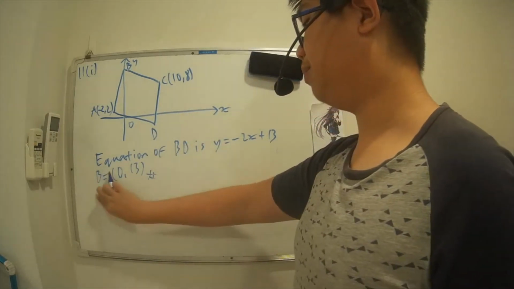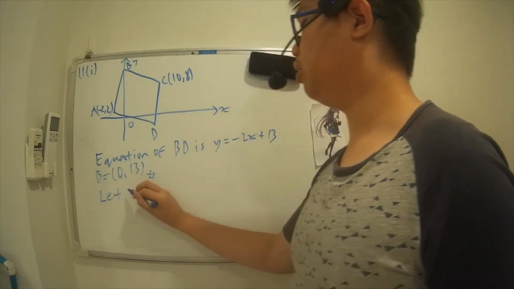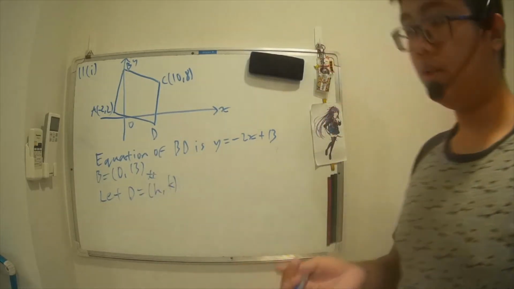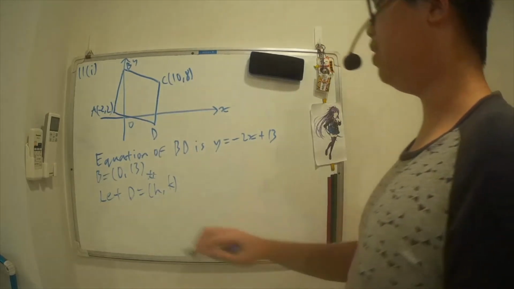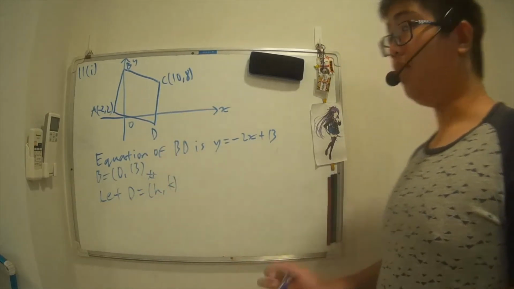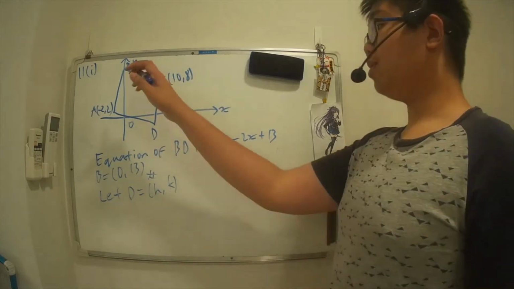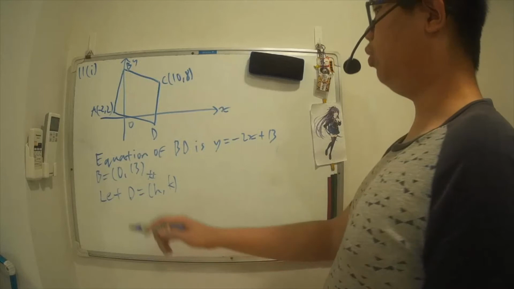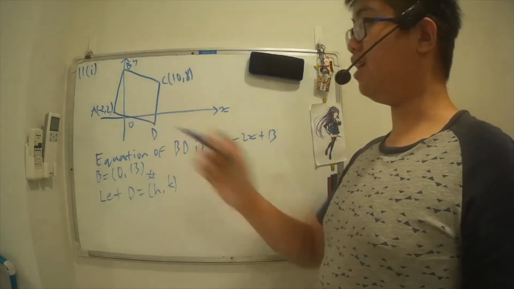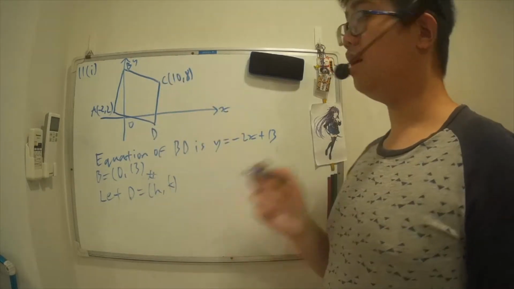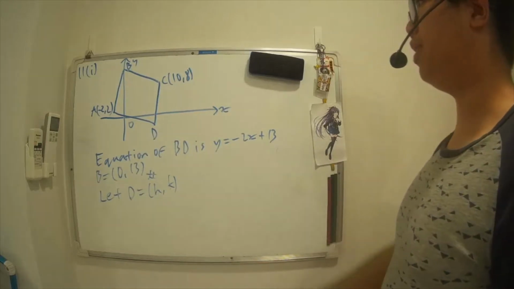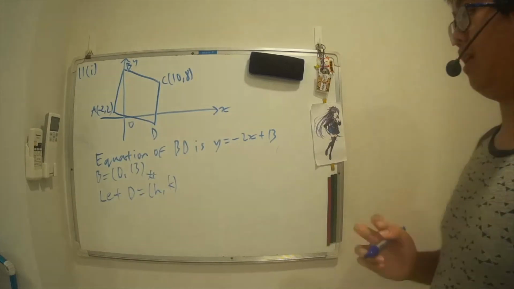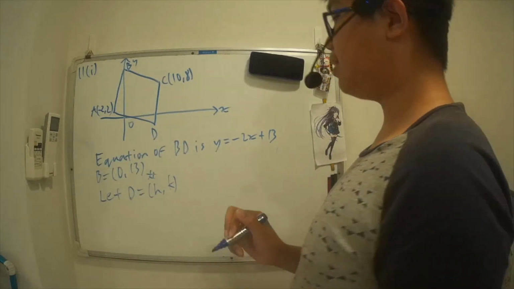So let D be equal to, let's say, (h, k). Okay? So we know that B is 0, 13. So one thing we need to note is that the difference in x-coordinates and y-coordinates can help us, okay? So the difference in x-coordinates for B and A will be the same as those for C and D. Similarly, the difference of y-coordinates for these will be the same as well, okay? So that means that I can set up equations like this.